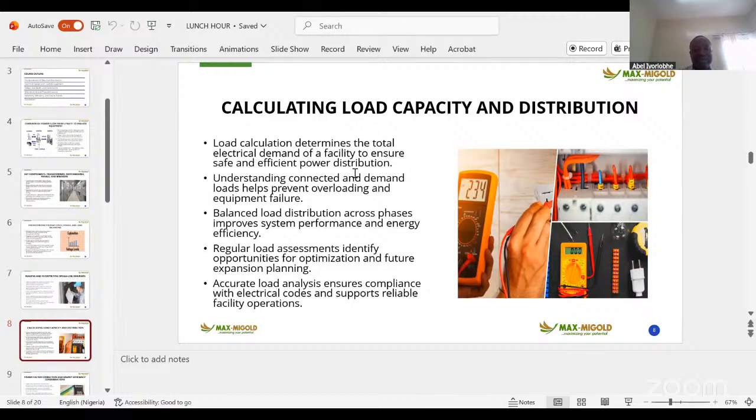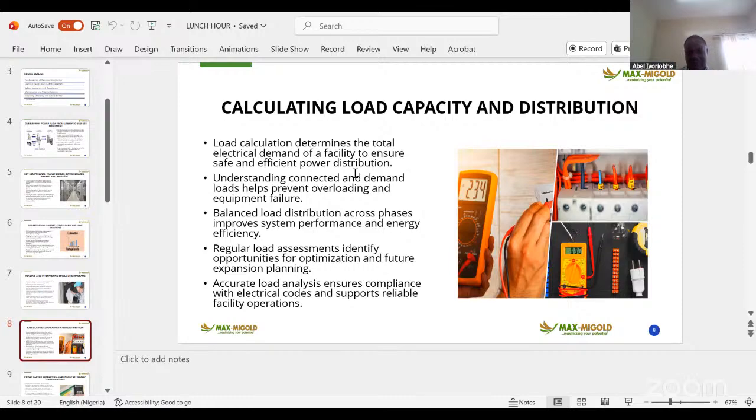If, for example, at the end of the calculation you have like 30 kilowatts of total load in your building, and it's three phase, you distribute that 30 into three lines: 10, 10, 10. That makes it 30. From there, you are not going to tell them to get a generator of 30 kVA or 30 kilowatts.